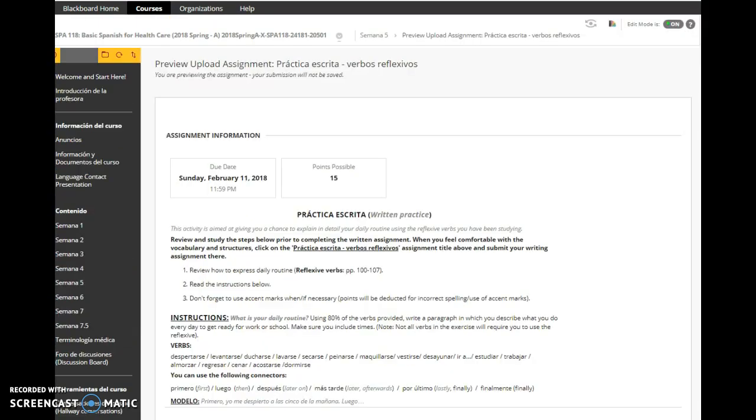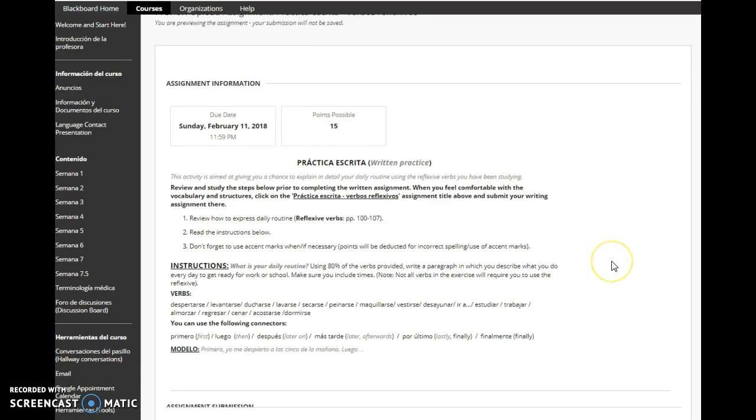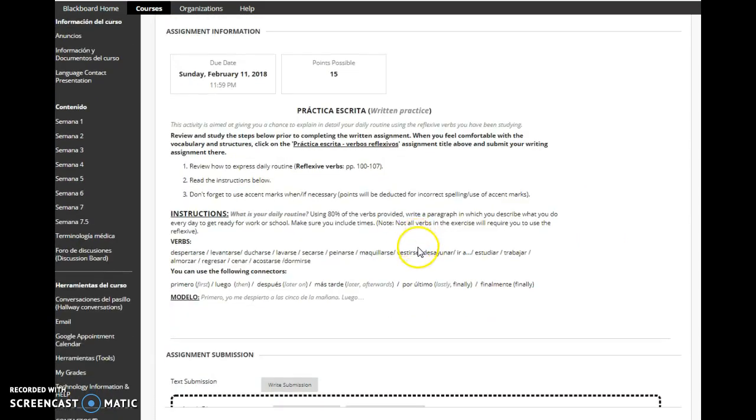The next link was over the práctica escrita. So review and study the steps below. Prior to completing the written assignment, when you feel comfortable with the vocabulary and structures, you'll click on the link, and you're going to, I apologize, I just lost my train of thought. Okay, you'll click on the link and submit your writing assignment.